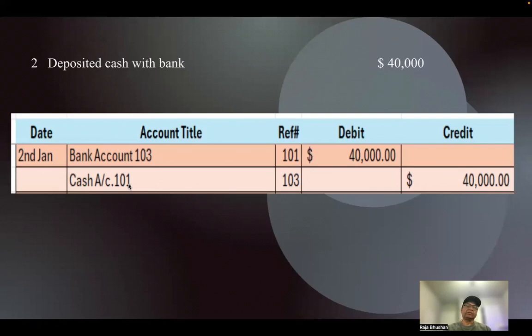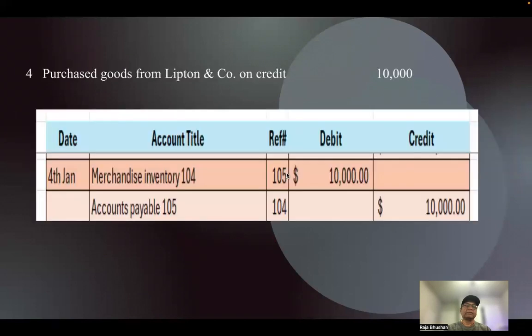And in the cash account, we are mentioning 103, which means this amount is deposited with the bank, because the bank account number is 103. So that is how the reference numbers are given, right? When we actually work on the T accounts, we'll know how these numbers are reflected in the T accounts, right?